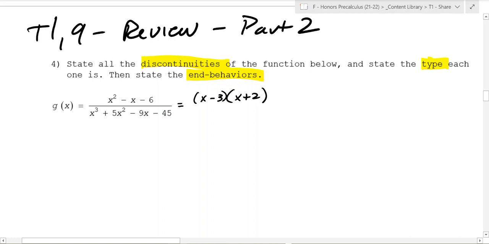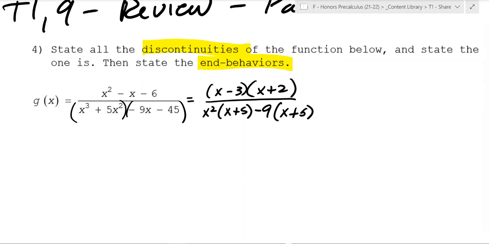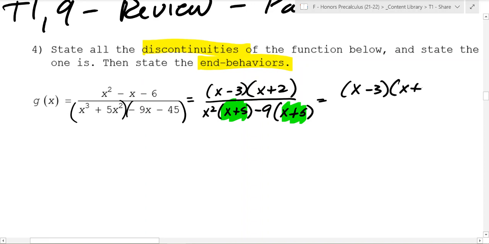And then you can factor the bottom one by grouping, by first looking at these two and then looking at these two. You factor out an x squared from the first two and you end up with x plus 5. And then you factor out a negative 9 from the second two and you end up with x plus 5. So there you have the x plus 5s in both cases. So the fully factored form is x minus 3, x plus 2 over x squared minus 9, x plus 5.